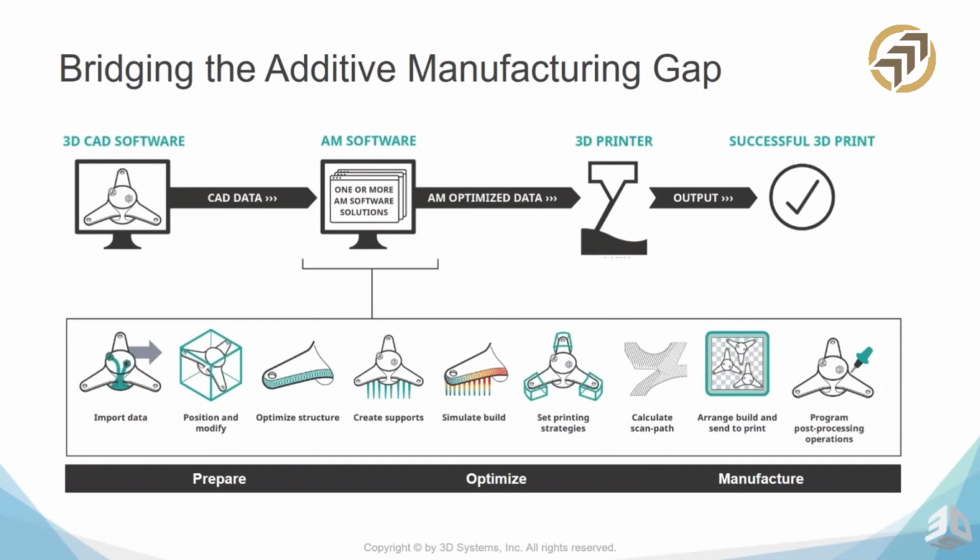If you're only looking to build some prototypes and the only thing that matters to you is to get a successful print, you might be able to do with only the preparation functions. But for real production, when you're looking to get the highest repeatable quality at the lowest possible cost and benefit from the additive manufacturing design freedom, then the optimization and manufacturing functions come into play.